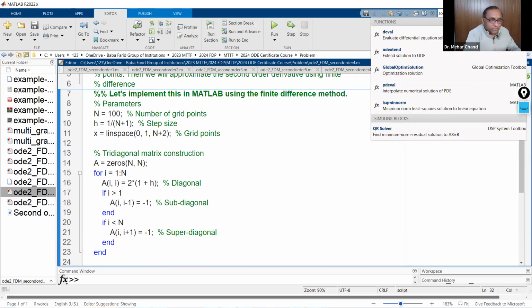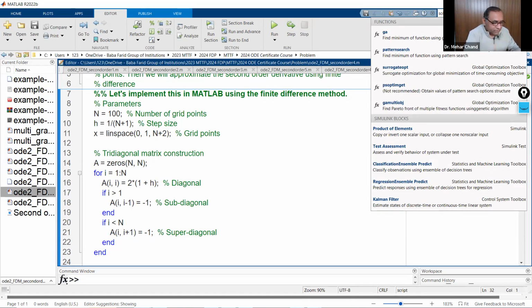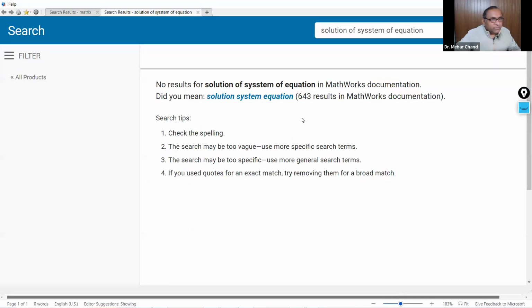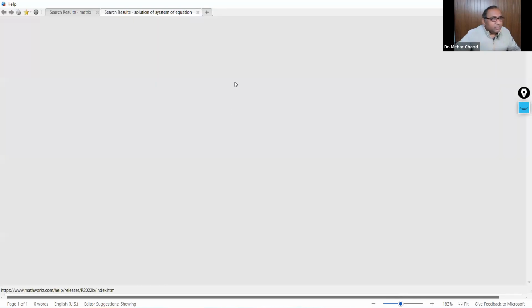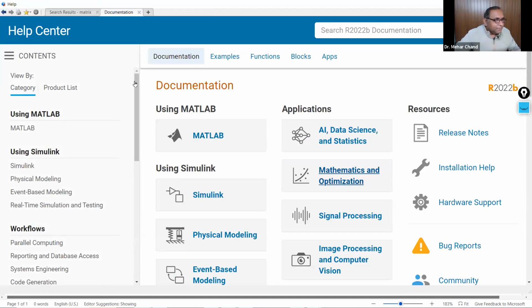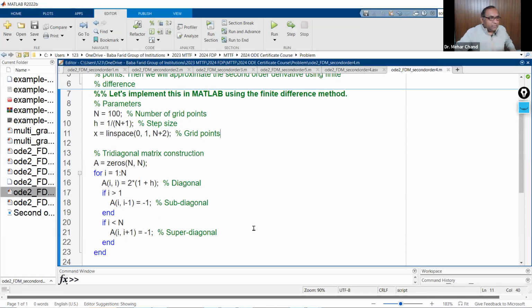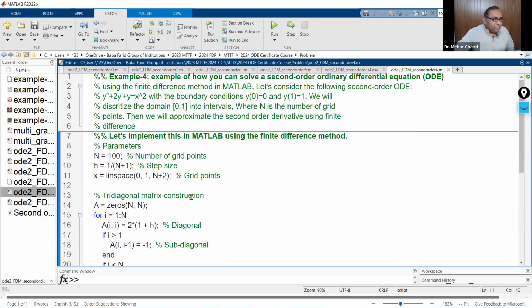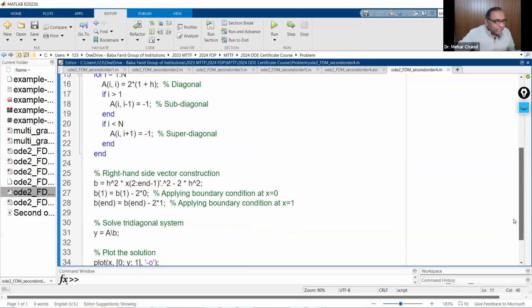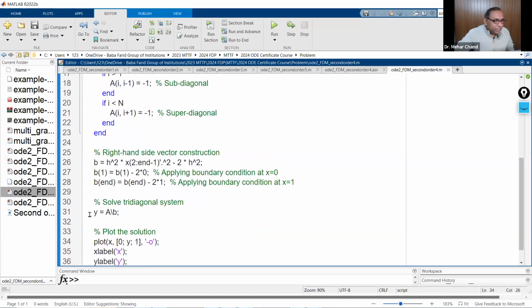Solution of a system of equations using matrices. I'm not sure whether it will be returned. Okay, not returning. But the thing is that this is the only way to find the solution of the system of equations. When you convert all the equations into matrix form, y is equal to A backslash b. This will give us the solutions of the system of equations using matrices.